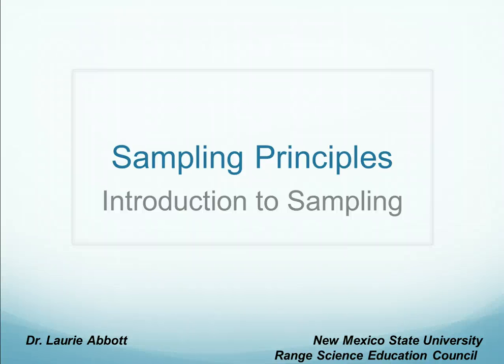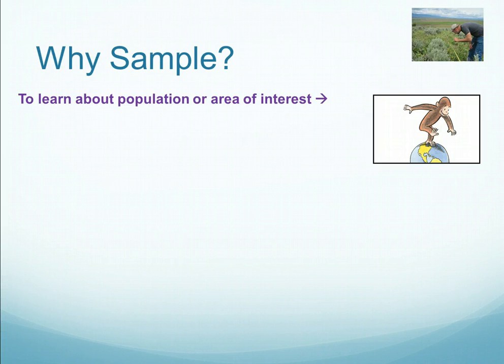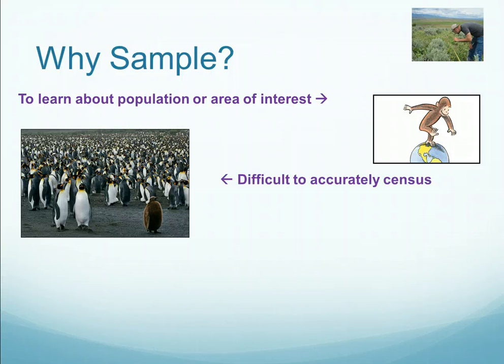Sampling principles. Introduction to sampling. Sampling is the process of selecting a part of something with the intent of showing the quality, style, or nature of the whole. We sample because we want to learn about the population or the area of interest. Also, it's very difficult to accurately census a population.